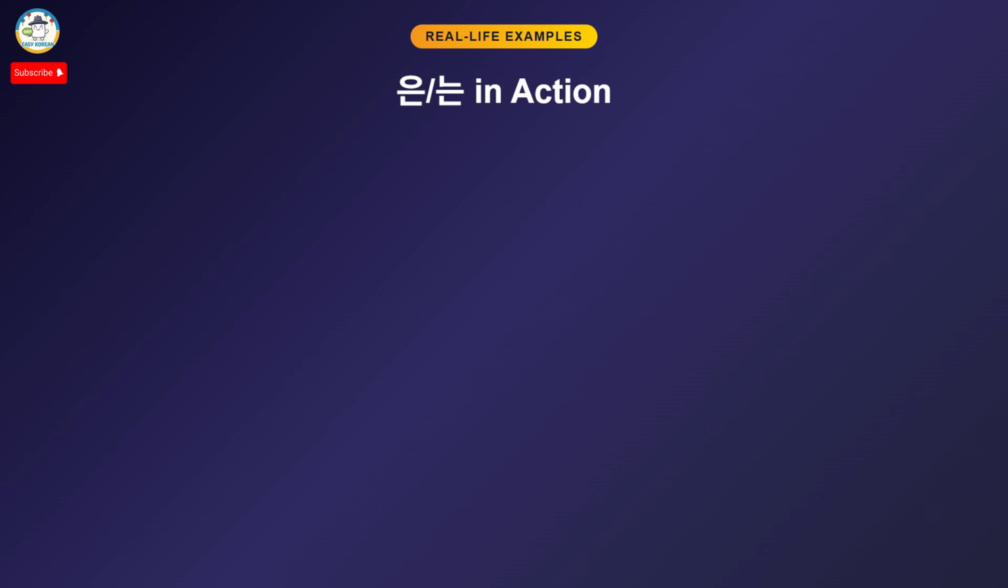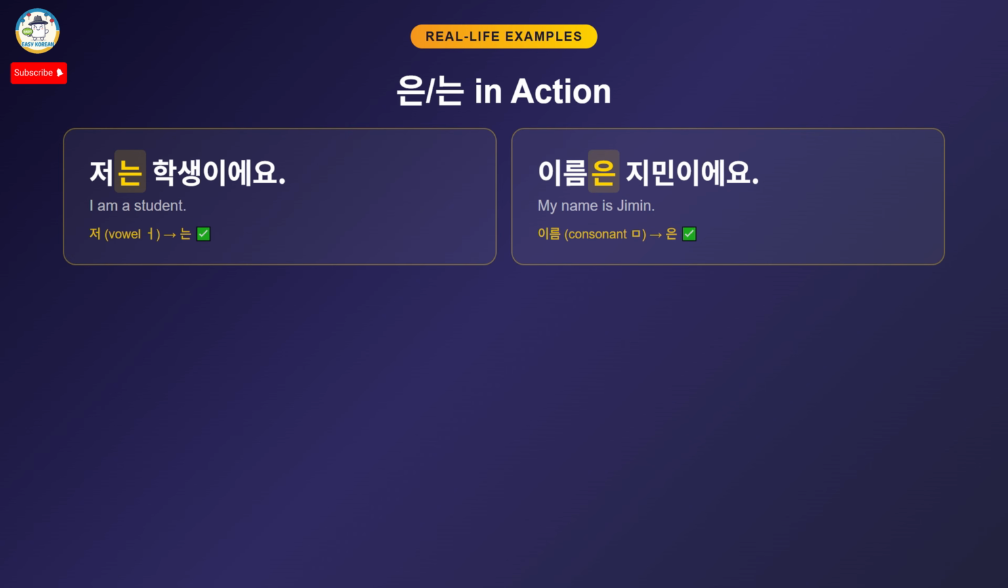Now let's look at real natural Korean sentences using un and neun. Reading these out loud will help the pattern click. 저는 학생이에요. I am a student. 저 ends in the vowel 어, so we use neun. And 이름은 지민이에요. My name is Jimin. 이름 ends in the consonant 무, so we use un.